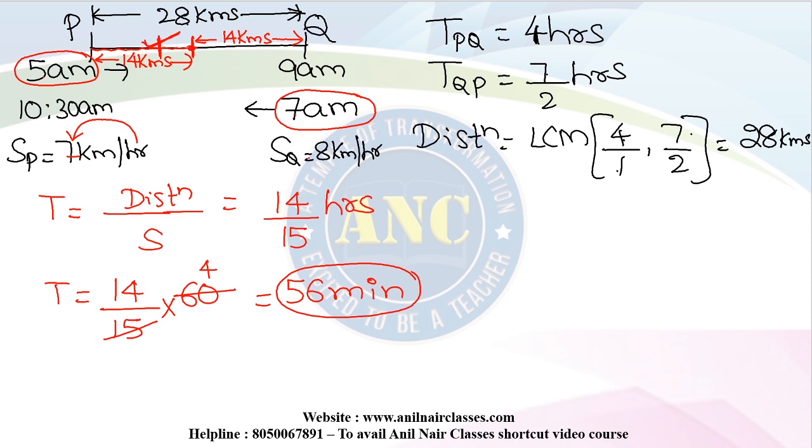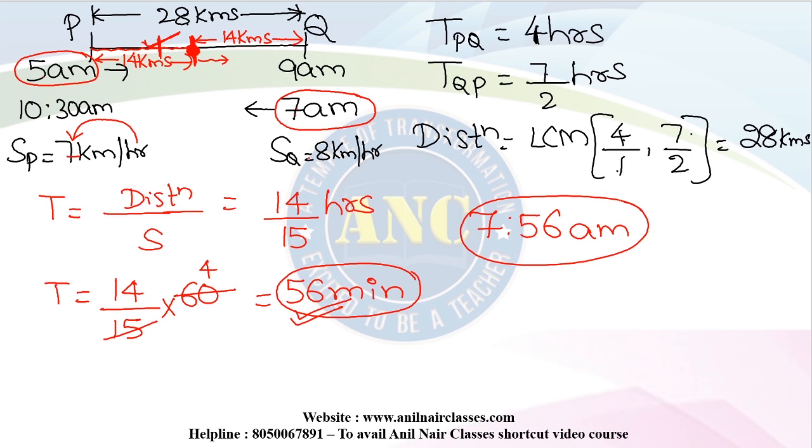So from 7 o'clock, this is the point, the point I am highlighting in red color right now, where both of them are starting at 7 o'clock. That means train P is continuing from 7 o'clock, train Q is starting at 7 o'clock. From 7 o'clock, they will travel for another 56 minutes and then they will meet. So the answer is 7 o'clock plus 56 minutes, 7:56 a.m. The answer for this beautiful question is 7:56 a.m.